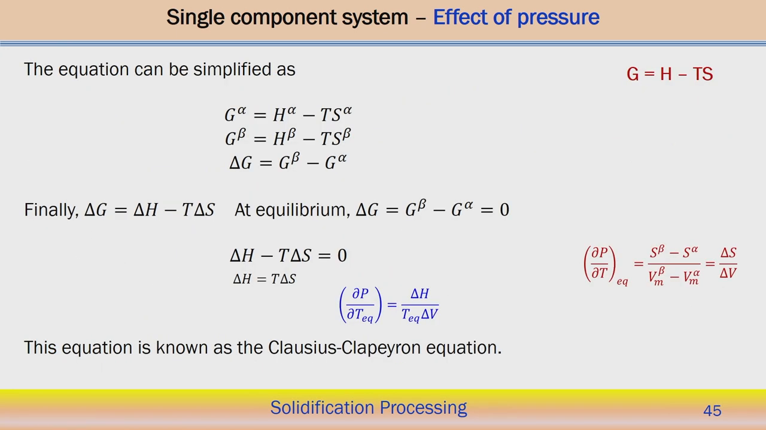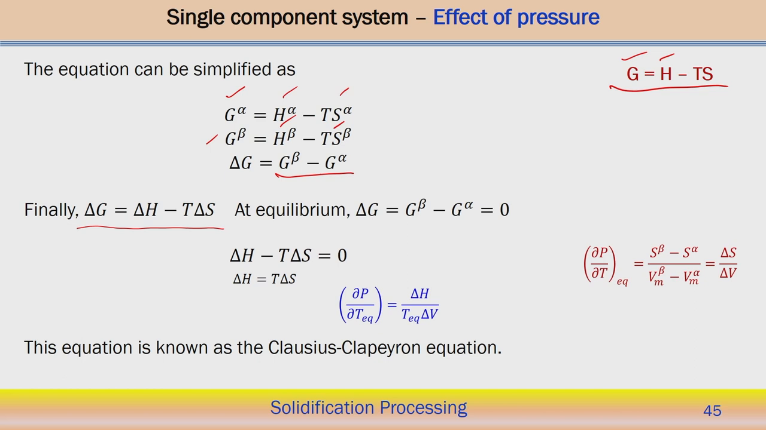Now, we can simplify further. The Gibbs free energy can also be represented as the enthalpy minus TS, an expression we have seen before. Now, G alpha equals H alpha minus T S alpha and G beta equals H beta minus T S beta. Therefore, the change of the Gibbs free energy delta G equals G beta minus G alpha. Now, you can see that delta G equals delta H, the change of enthalpy, minus the particular temperature T times the change of entropy delta S.